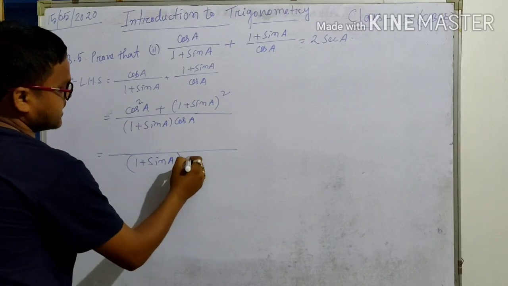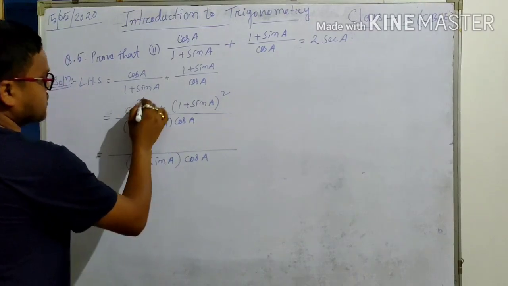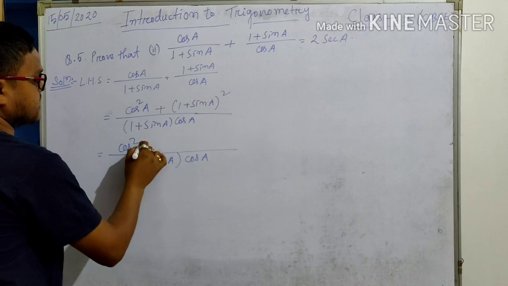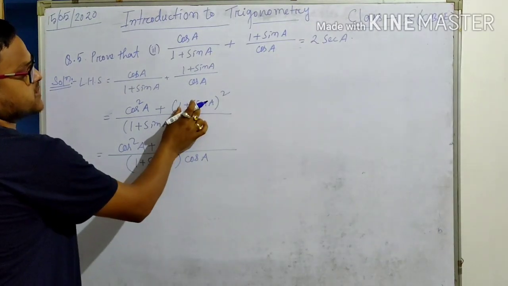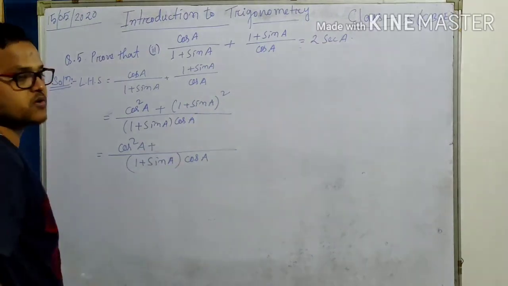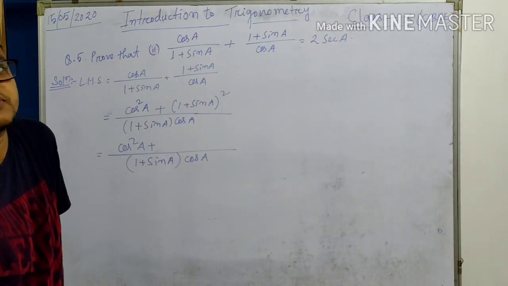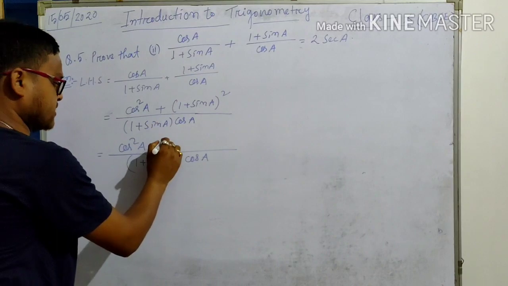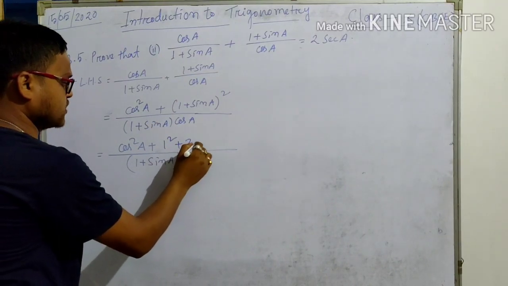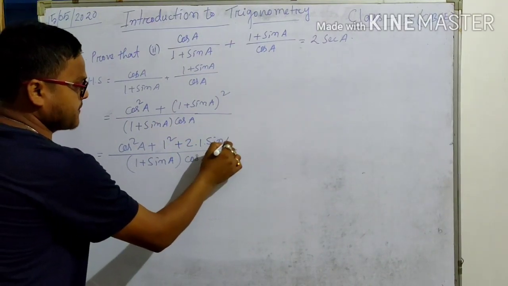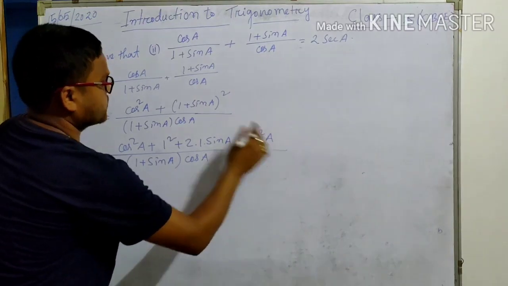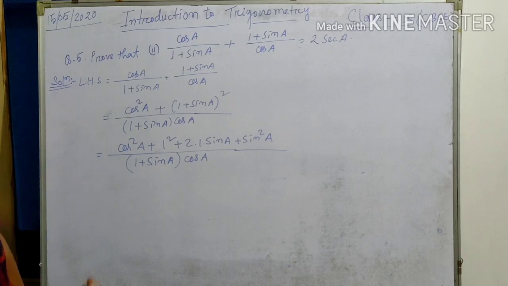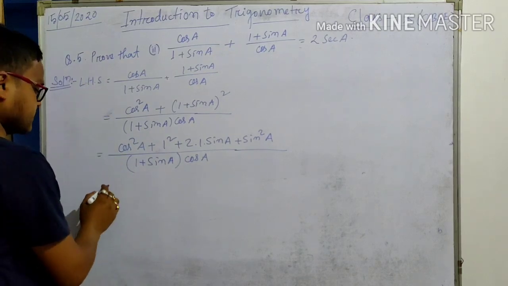So 1 plus sin a by cos a, and here you see cos square a, you write this. Okay. Now this is 1 plus sin a whole square. So this is a plus b whole square. A plus b whole square is equal to what? A square plus 2ab plus b square. So here we will get 1 square plus 2 into 1 into sin a, and last you will get sin square a. So we break this part by using an identity of algebra.